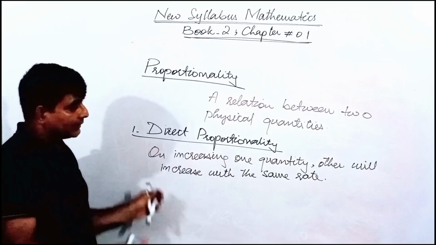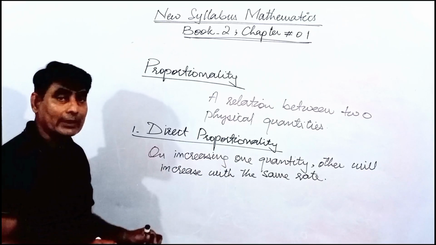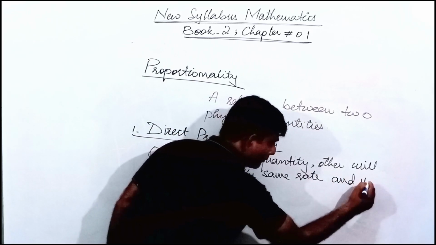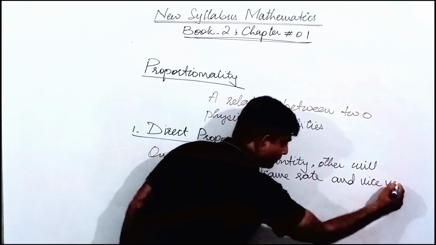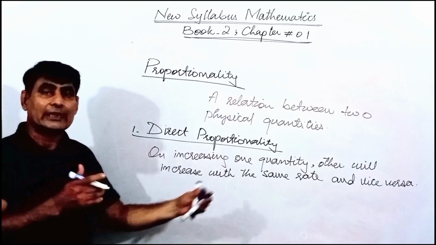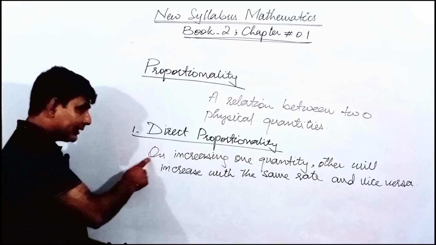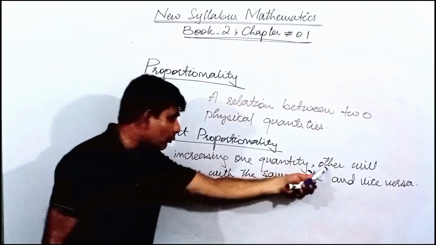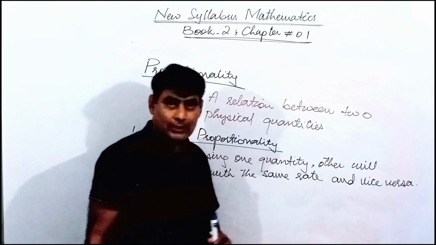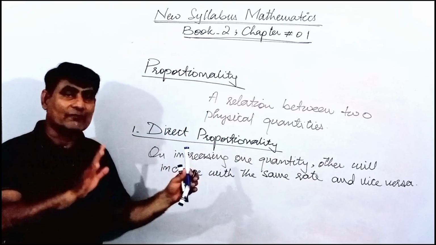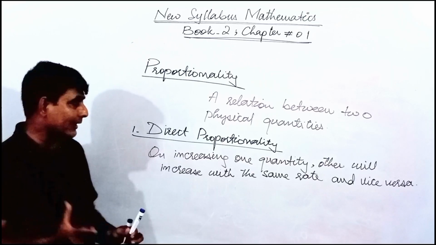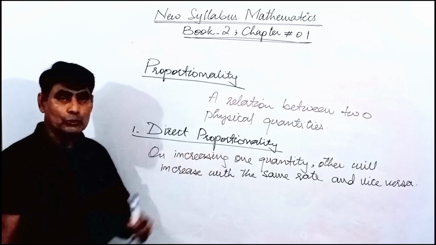rate. So rather than writing on decreasing one quantity, just write down 'and vice versa', which means the same process in the opposite direction. Okay, on increasing one physical quantity, the other one will increase with the same rate, and vice versa. Meaning to say, on decreasing one physical quantity, the other one will decrease with the same rate. Okay. So this is direct proportionality.